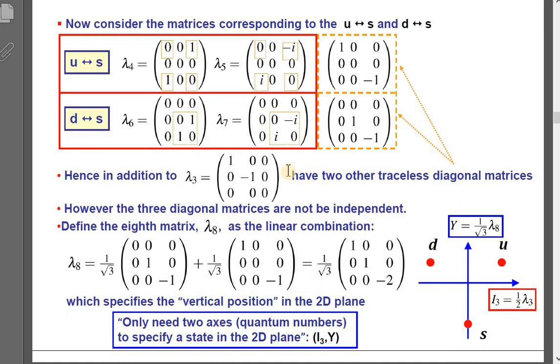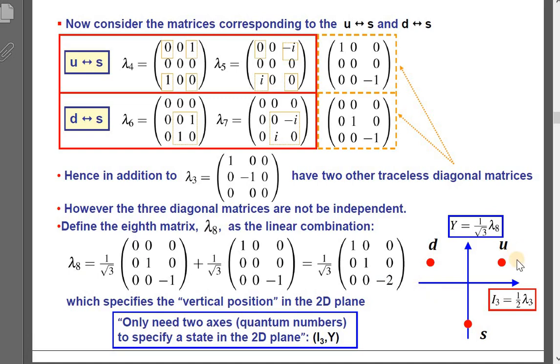Fine. Now let us consider the matrices corresponding to symmetry between u and s quarks and d and s quarks. Here, u and s for lambda 4, 5 and d and s lambda 6, 7, along with these two. Here in addition to lambda 3, we have got another traceless diagonal matrix. However, the 3 diagonal matrices are not independent. So let us define an 8th matrix lambda 8 as the linear combination of these, which specifies the vertical position in the 2D plane.